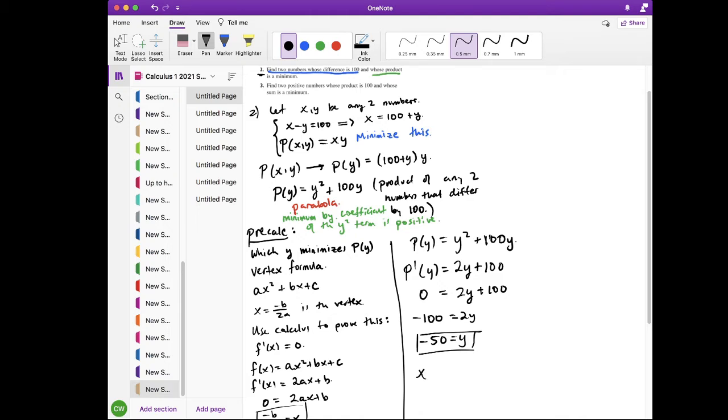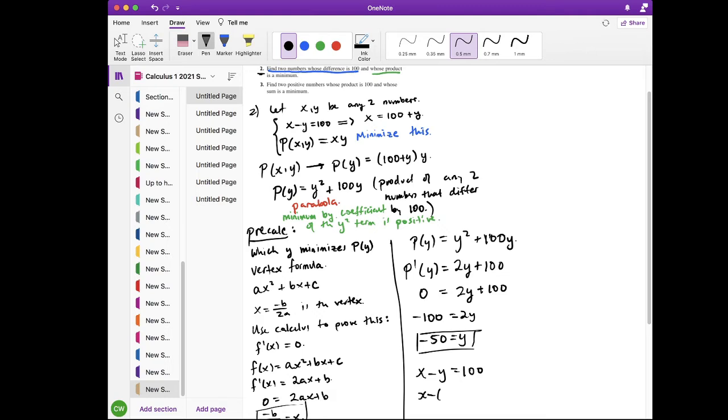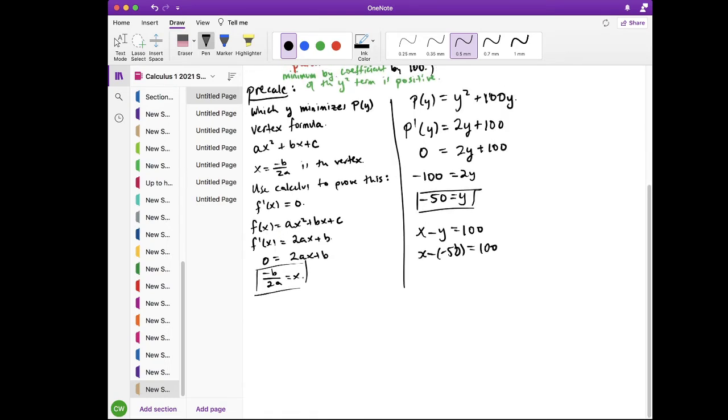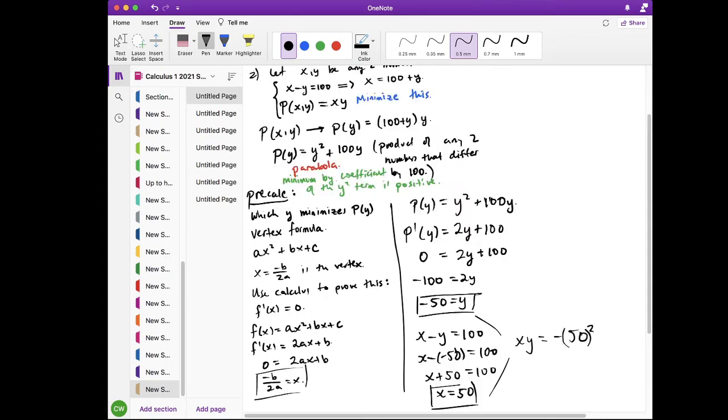So I know that x minus y is equal to 100. So x minus negative 50, so that's x plus 50. So x equals 50. So what's the minimal product if that was a question? The minimal product is negative 50 squared. All right.